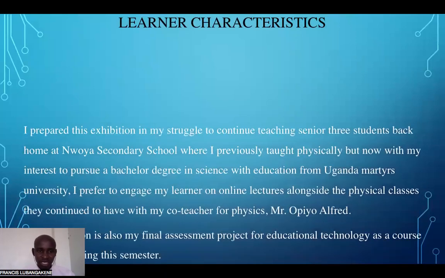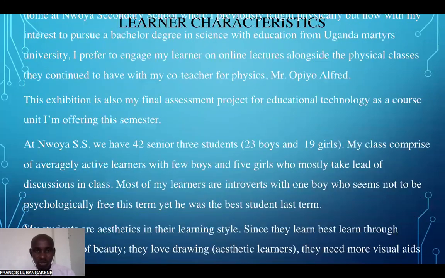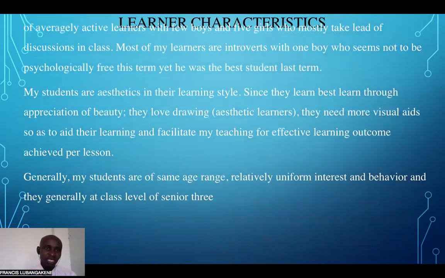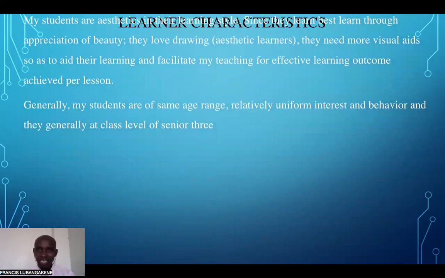The ones I taught physically in Noya SS, I used to teach there, and I had 42 students, 23 boys and 19 girls. These 23 boys and 19 girls are more of aesthetic learners, and they like visuals a lot. They learn best while they visualize things. So I need to give them more visual aids than verbal wording. So my learners learn best and perform well when they are presented with more visual aids. So today I present to you my class that are generally at class level of Senior 3.